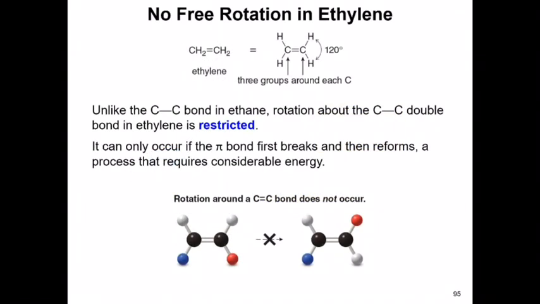In ethylene, due to the presence of a pi bond, the rotation about the carbon-carbon double bond is restricted. Bond rotation in ethylene can only happen if the pi bond is broken, which requires a tremendous amount of energy.